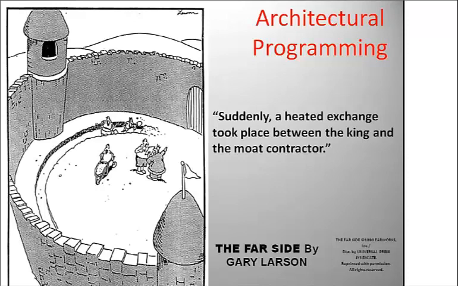This is one of my personal favorite cartoons to take out to the construction site while we're working on a building, and it's actually one I like to use when we start talking with staff during the programming process on a building, and it really speaks to communication. And it shows, obviously, that the king, the architect, and the contractor weren't communicating very well about where to build the moat. And programming is really about communication.